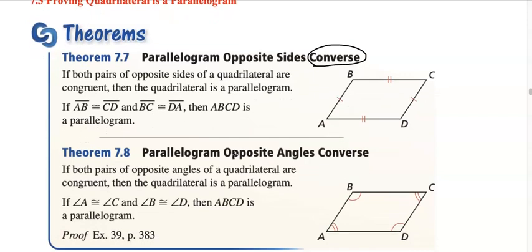And the same with this one. If both pairs of opposite angles are congruent, then in fact this is a parallelogram. So before I was using parallelograms to prove the opposite sides or opposite angles are congruent, but now I'm using the opposite sides' congruence or opposite angles' congruence to show that this is a parallelogram.